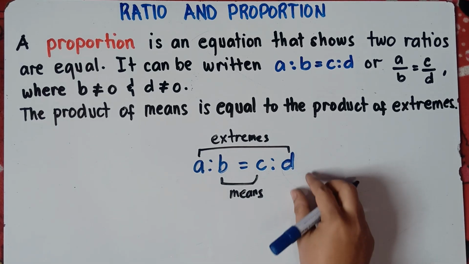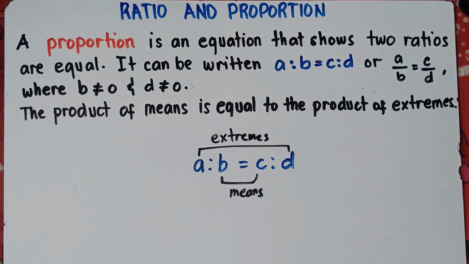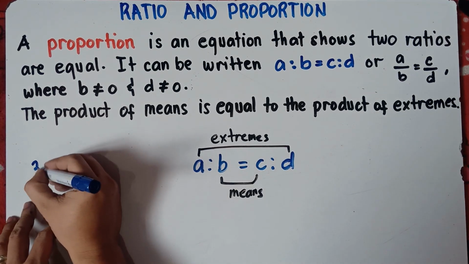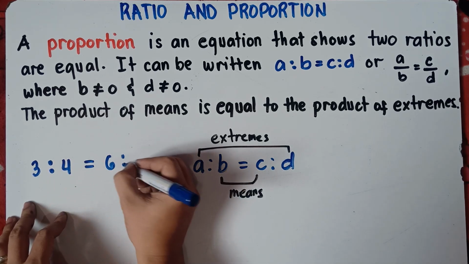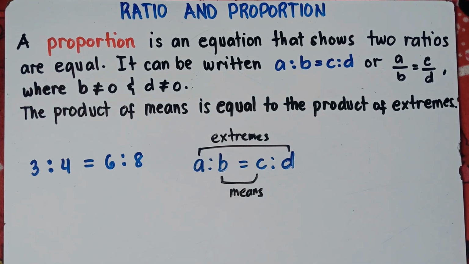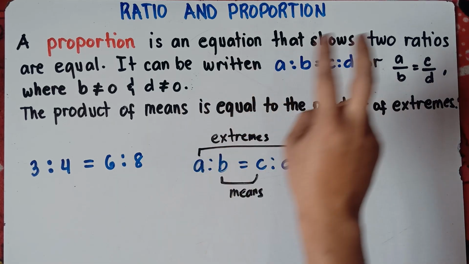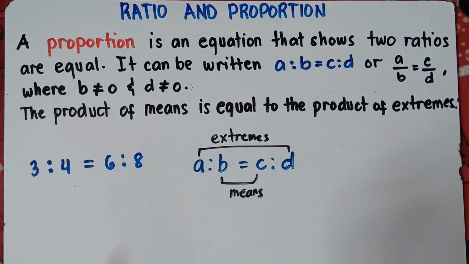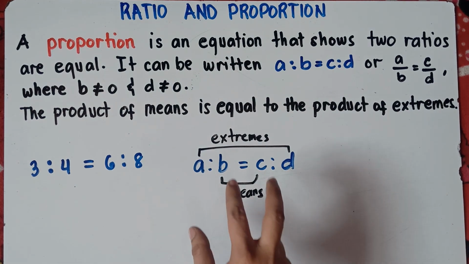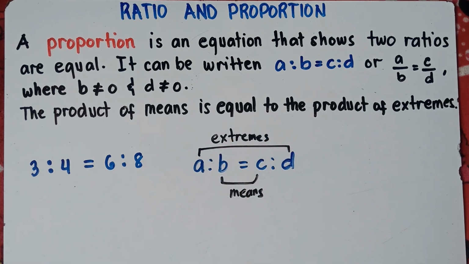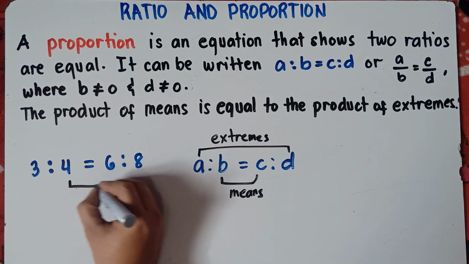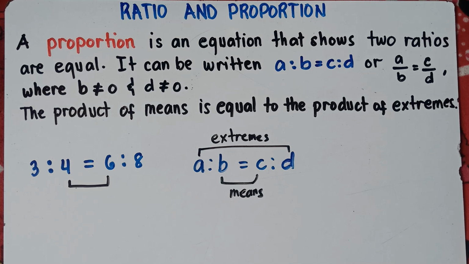Let's give an example, class, for you to understand this one. If we are given 3 is to 4 equals 6 is to 8, the question is, is this a proportion? Once again, you will know that this is a proportion if the two ratios are equal. Now, how will you check that two ratios are equal, sir? If the product of the means is equal to the product of the extremes. So we will be multiplying this one. So, 4 times 6. What's the answer, class?